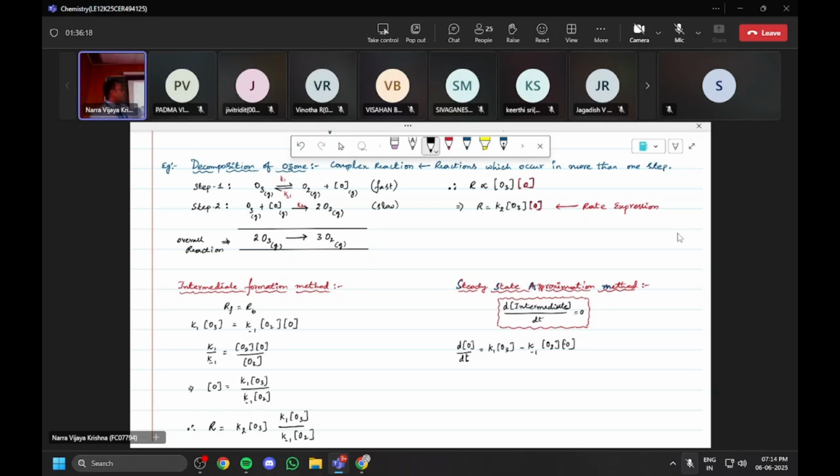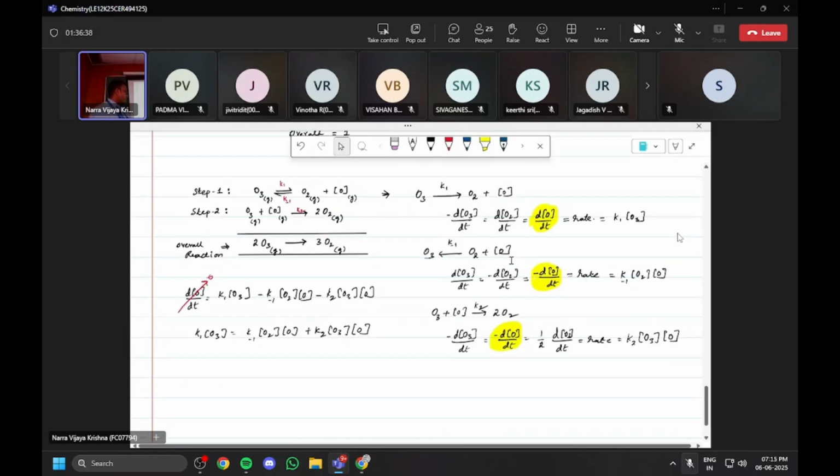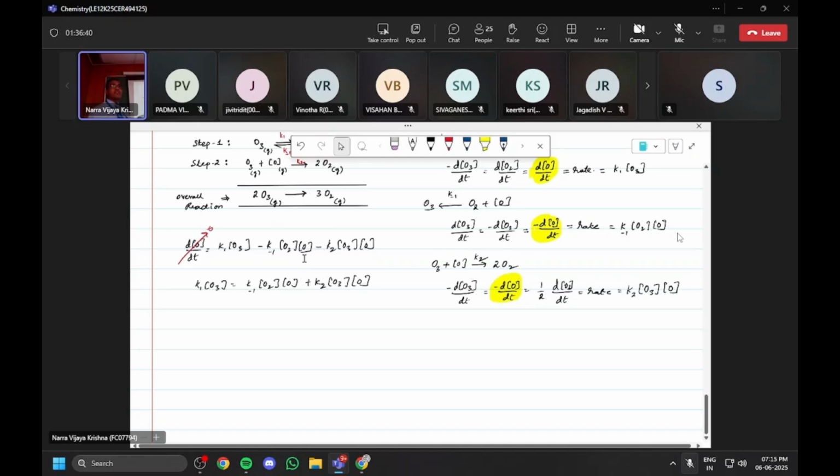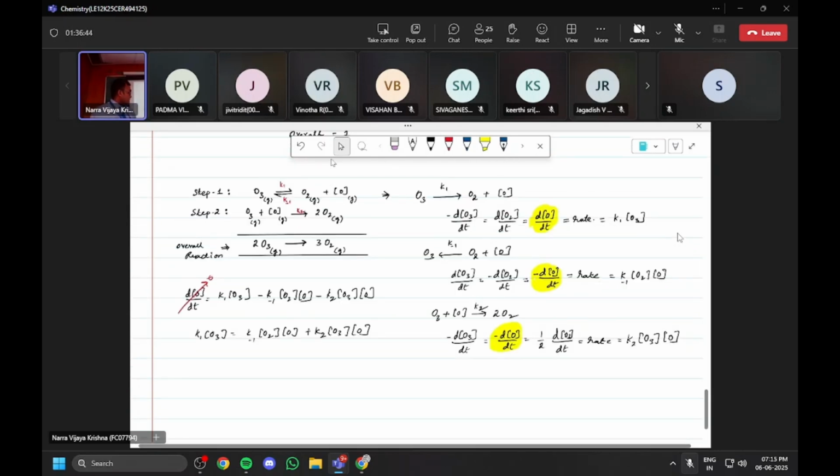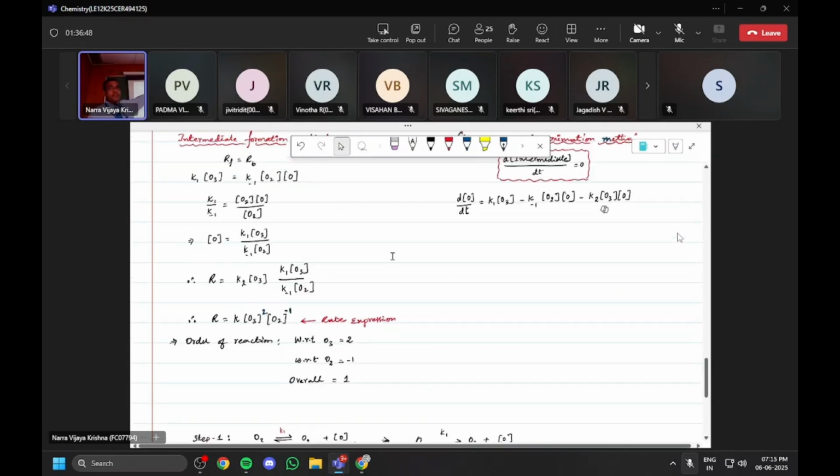Now in the third step, is O decreasing or increasing? Decreasing means again negative. Apply the law of mass action: K2 into O3 into O. Do we get the same thing or not? We are getting the same thing. So it is not necessary to do all this stuff; we can directly write it.